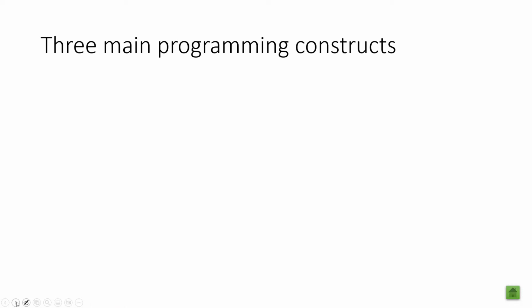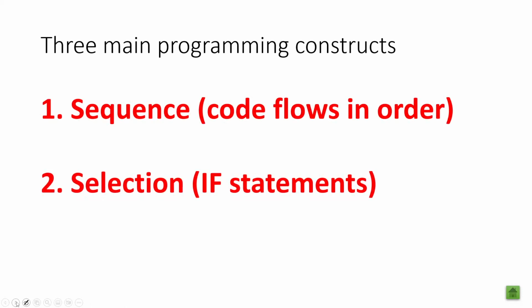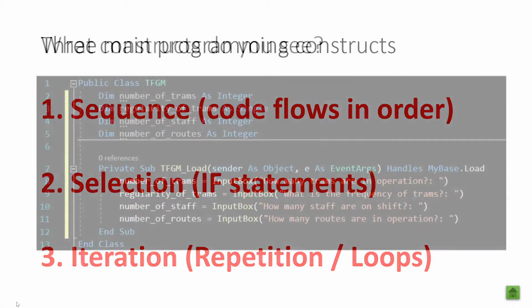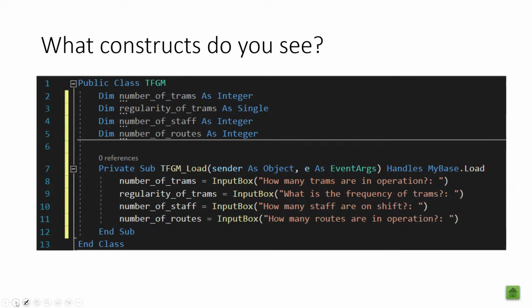And the three main programming constructs that we look at are sequence, selection, and iteration. You need to be able to spot these in code. So what types of constructs can you see in here? Any idea? Sequence, selection, or iteration? What have you got?